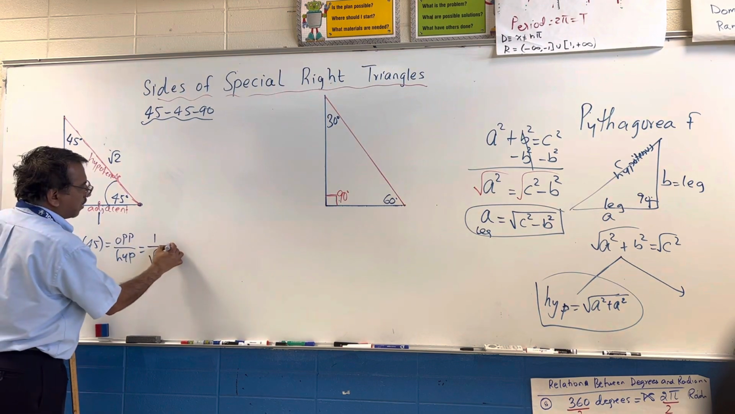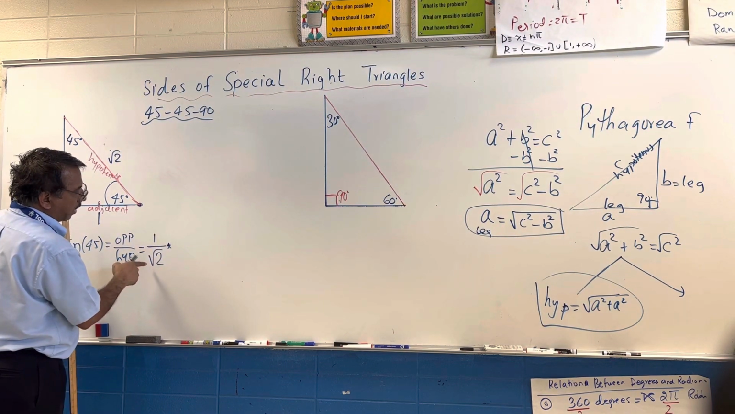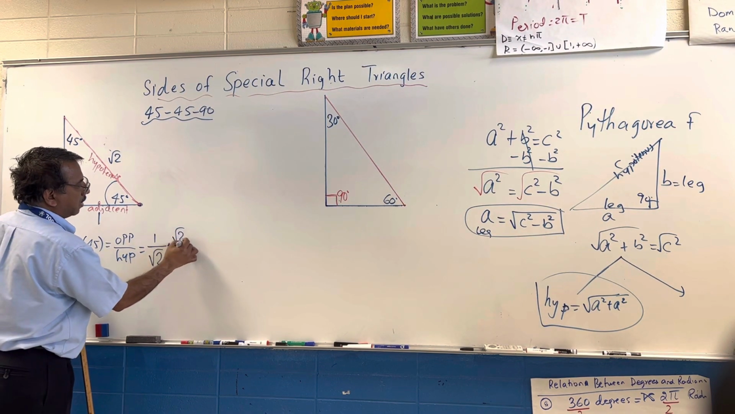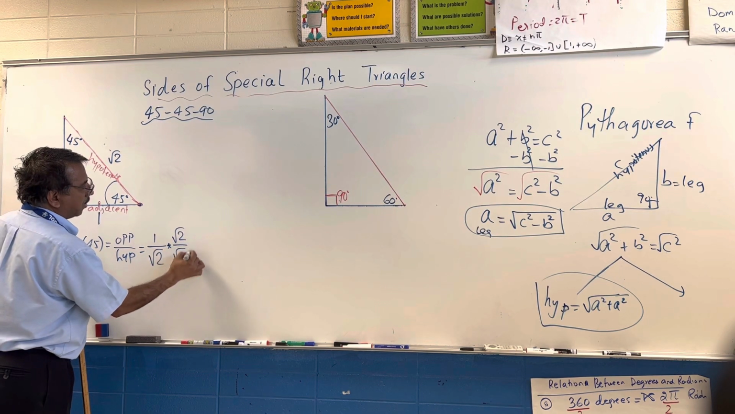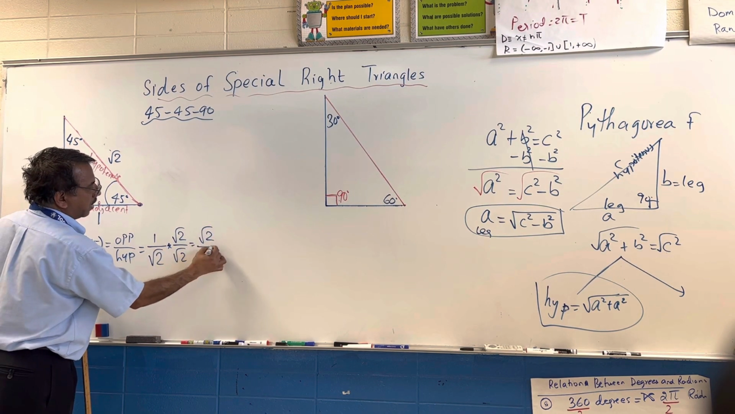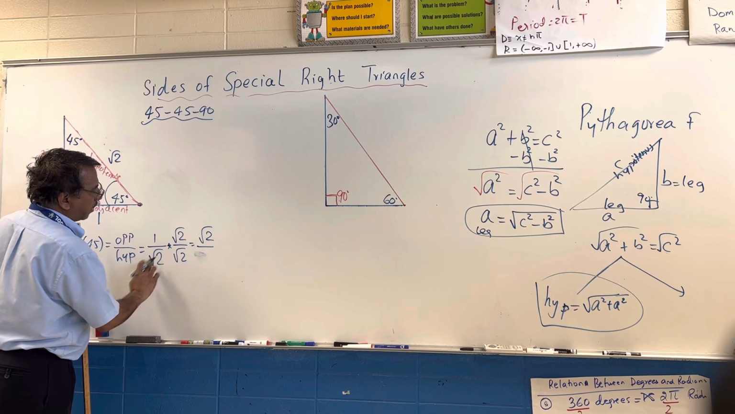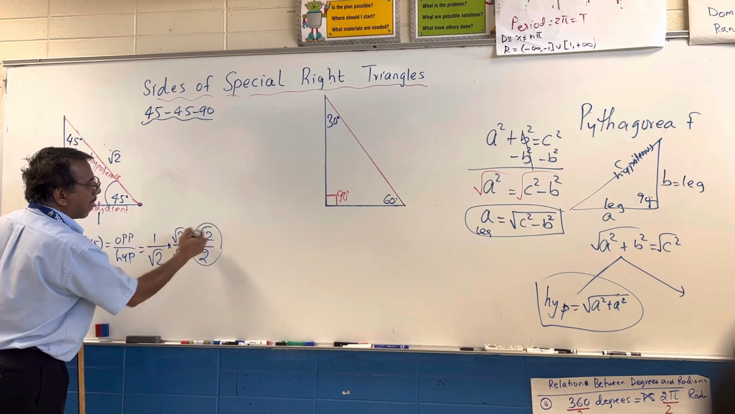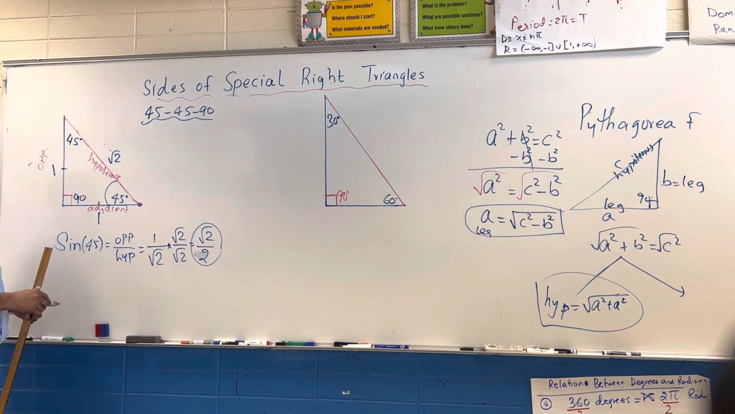But we don't want to keep the denominator as a square root of 2, so multiply both numerator and denominator by the square root of 2 and you end up getting this answer. So there you go. Henceforth, we are going to build a unit circle in later classes. So what do we know? Sine 45 is root 2 divided by 2.